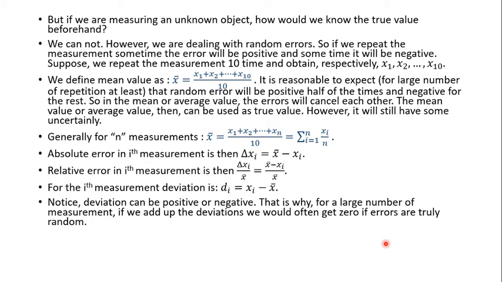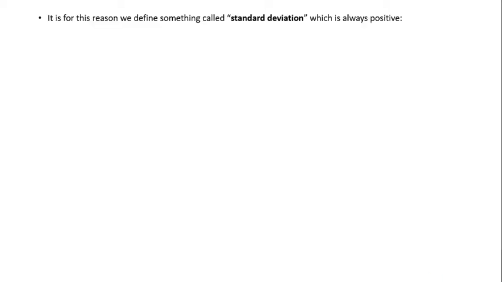Notice that deviation can be positive or negative. That is why for a large number of measurements, if we add up deviations, we will often get 0 if the errors are truly random. So it's not a good quantity to deal with. To avoid this problem, we define something called standard deviation, which is always positive. And this is the formula for standard deviation. It is customary to define standard deviation as sigma, but you can denote it with any other symbol.